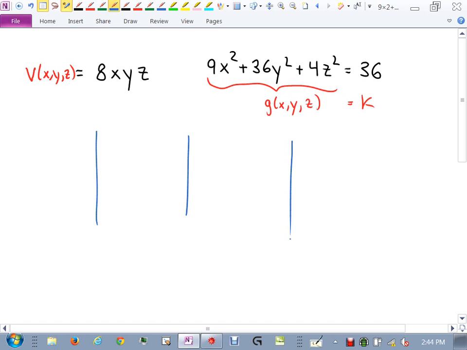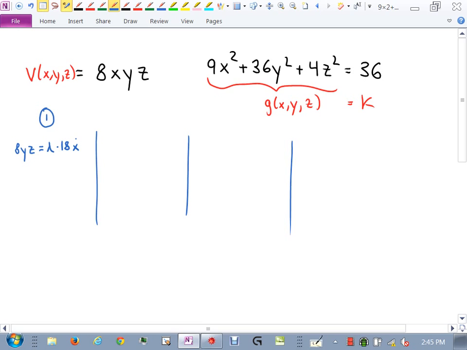The first equation should be the gradient of what? V, and then equals, so what is the gradient of v with respect to x? I mean, not the gradient, the partial of v with respect to x. 8yz equals now the partial of g with respect to x times lambda. Lambda times 18x. Does anyone have a question on where that came from?